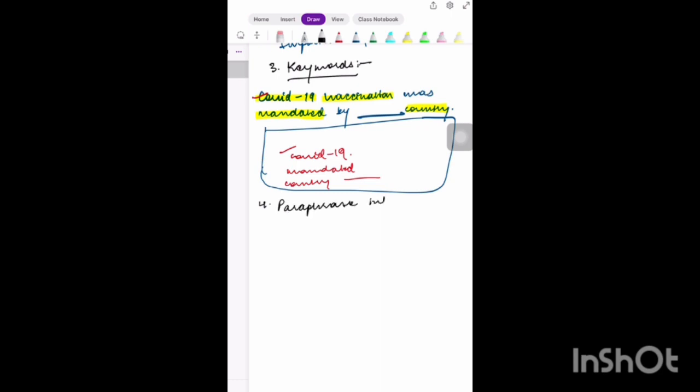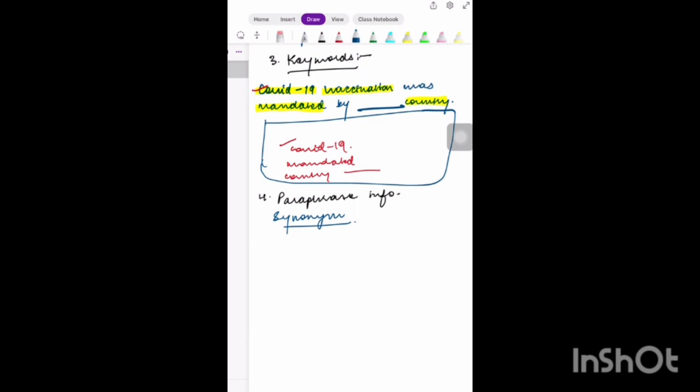Fourth technique is paraphrase information. Now what happens is, many a times in text, in question, they would have given the same meaningful sentence in a different word, and in the text it would be written in a different word. So that is what we know as synonyms. A synonym of few words will be given. Like if we take this example, COVID-19 vaccination was mandated by dash country. Sometime in their paragraph, okay, so COVID-19 is a universal word, so we'll get COVID-19.